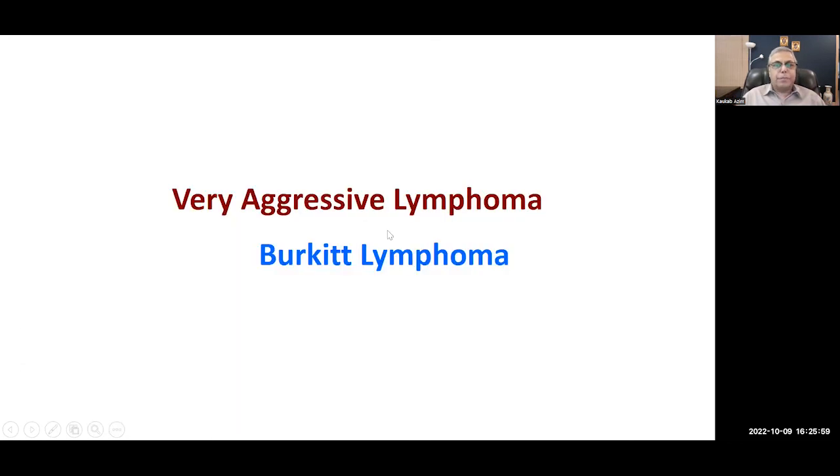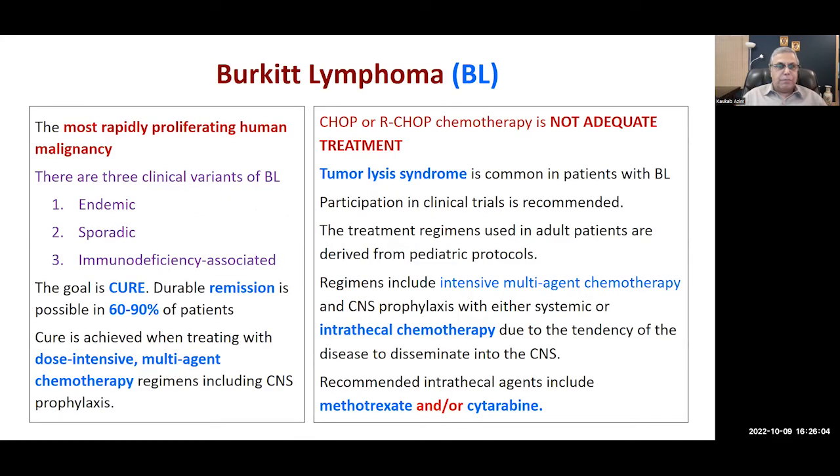Now, a very aggressive lymphoma, which is Burkitt lymphoma, right? Burkitt lymphoma is the most rapidly proliferating human malignancy. There are 3 clinical variants: endemic, sporadic, and immunodeficiency-associated. It grows so fast that it can double its size in a couple of days, or maybe in a week. The goal is to cure. Durable remission is possible in 60 to 90%. So this is a good thing, the patient can benefit from therapy.